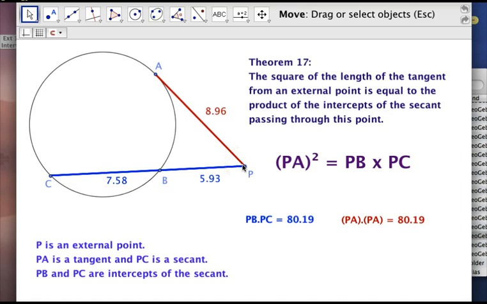Wait, so the 7.58 is not BC? No, yeah, but it's not BC. You need to do PB times PC. Yeah, so PC would be 5.93 plus 7.58. That's right. PC is 5.93 plus 7.58.